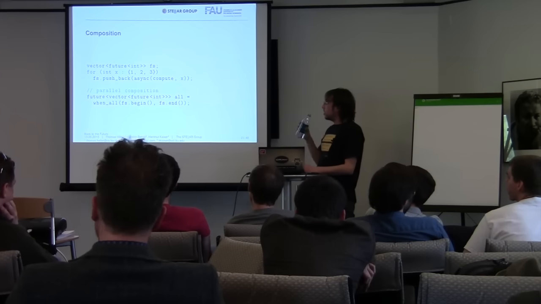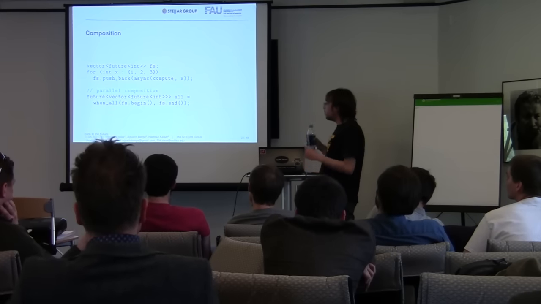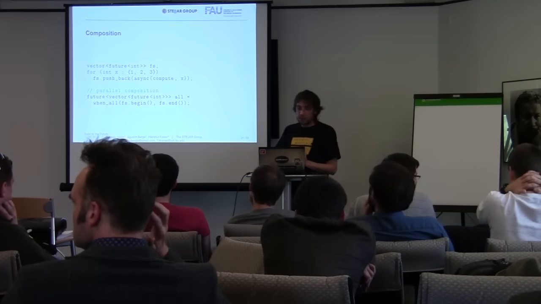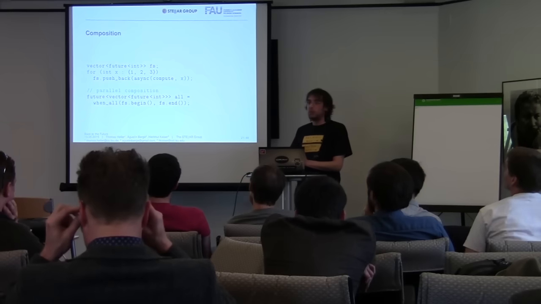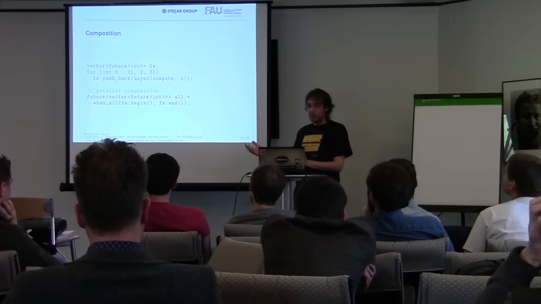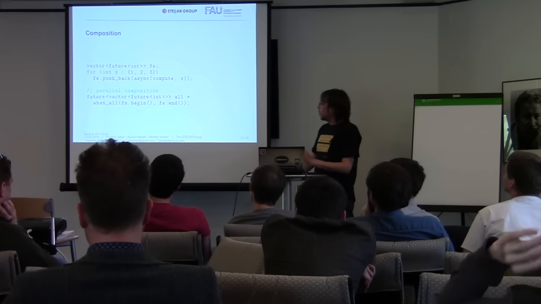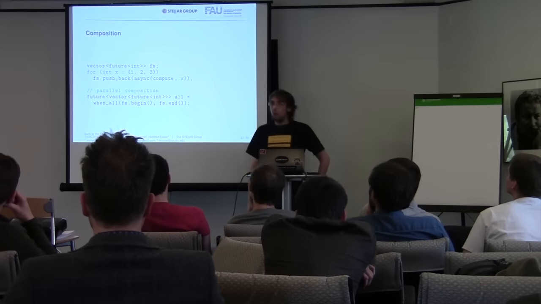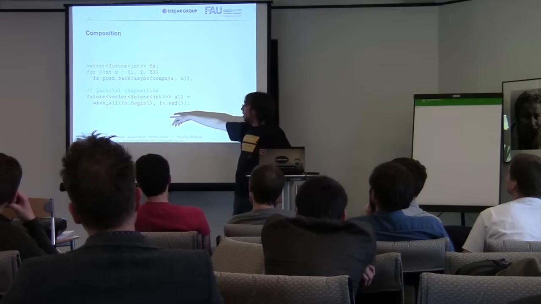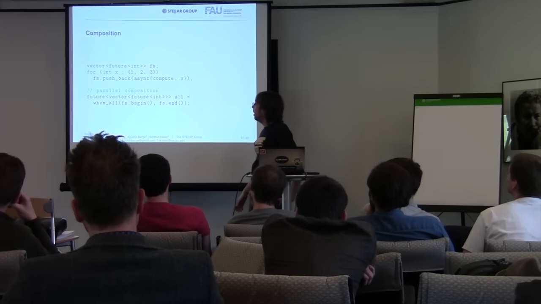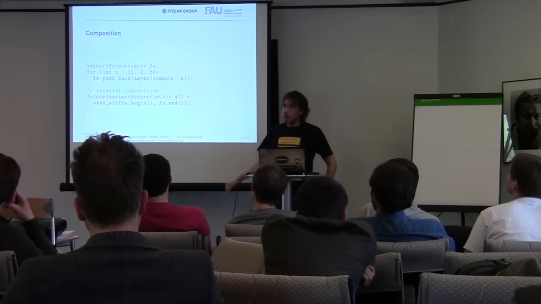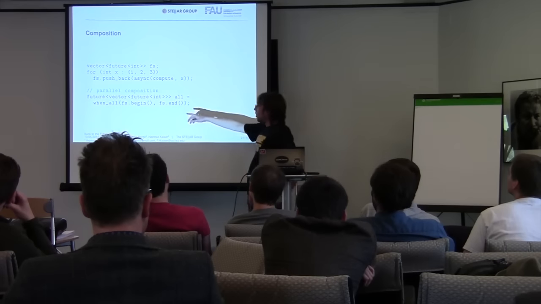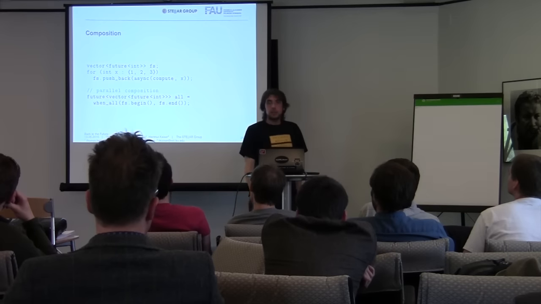Now, that was sequential composition. Dot then lets us schedule a task after another task. But what if we want to have a parallel composition? What if we want to have more than one task as a dependency? Well, the concurrency TS offers us, among other things, when_all. when_all takes as input, in this case, a pair of iterators to futures. And it returns a new future with a vector of those futures that will be made ready once all the futures in this vector have been made ready.